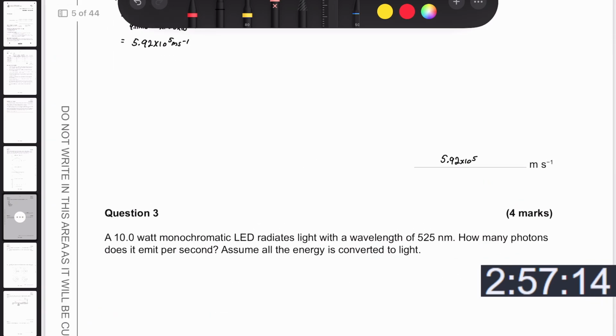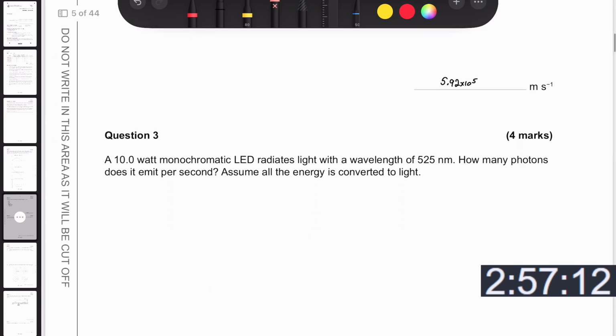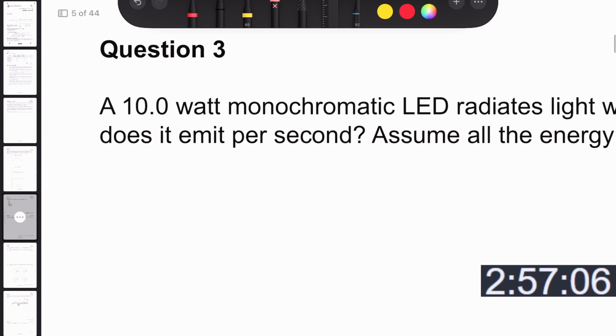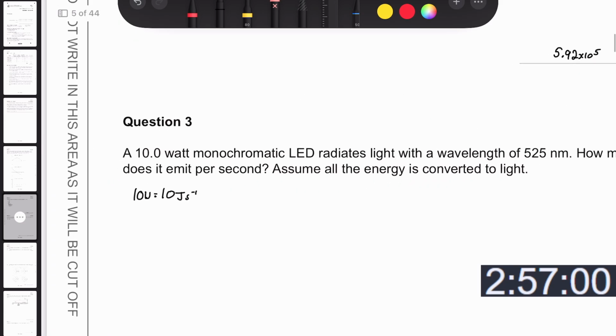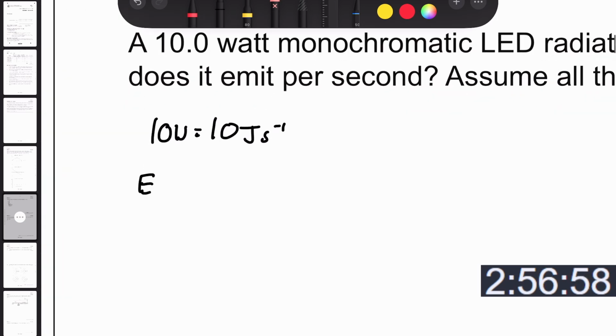A 10-watt monochromatic LED radiates with a wavelength. How many photons does it emit per second? Assume all energy is converted to light. So 10 watts equals 10 joules per second. And a wavelength of 525. So E equals hc over lambda.